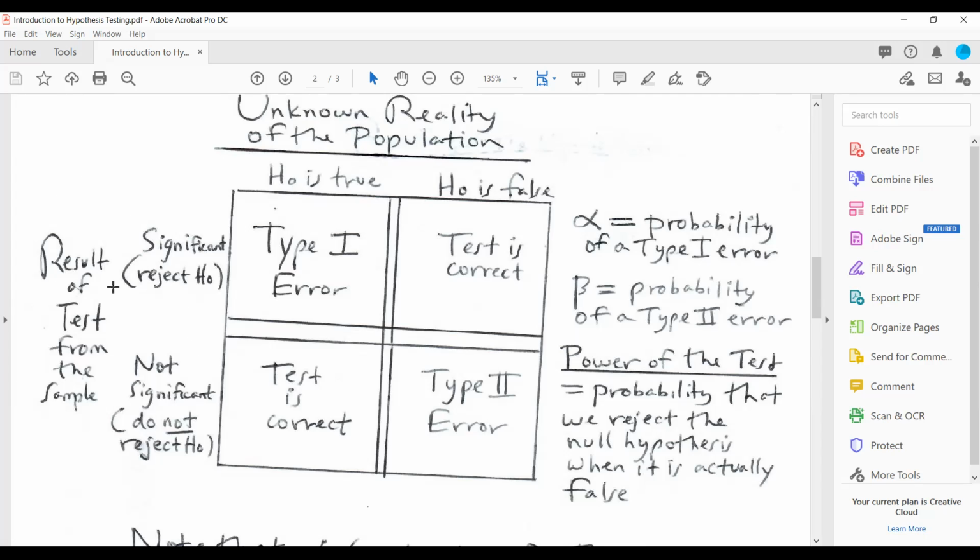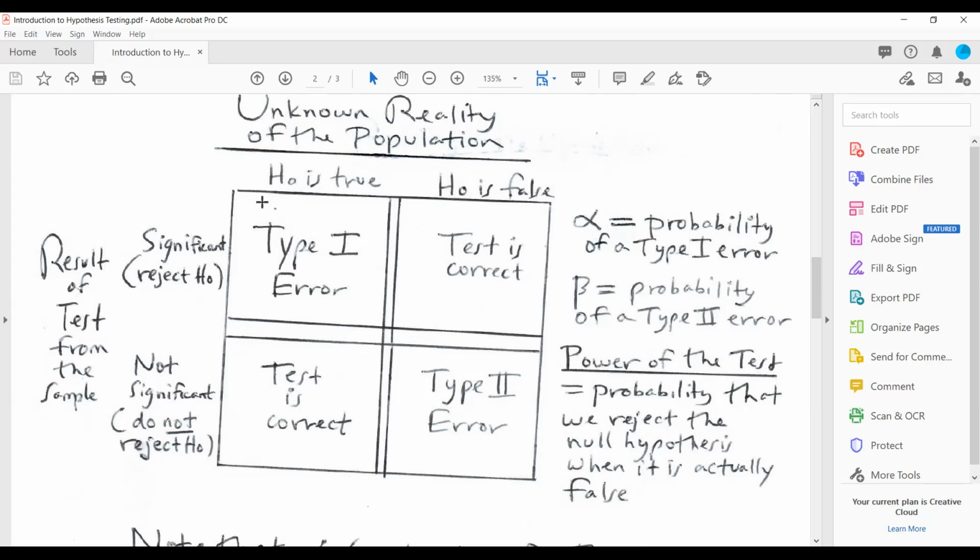So I hope you understand these two different things here in this chart. Along the left here is the result of the statistical test. We're either going to reject the null hypothesis from the data or we're not going to reject the null hypothesis. Up here, along these columns, is the actual unknown reality. In reality, either the null hypothesis is true or it's not true. Simple as that.